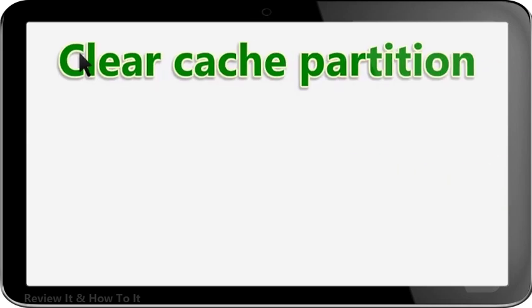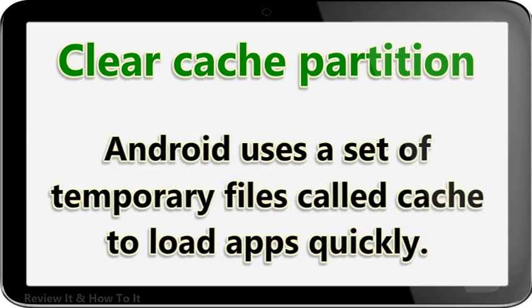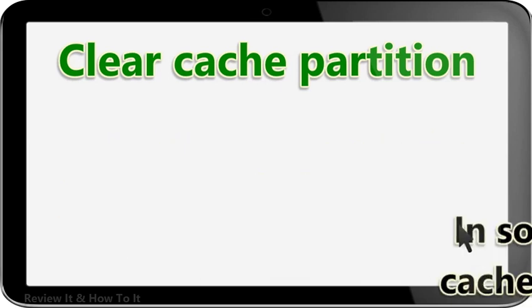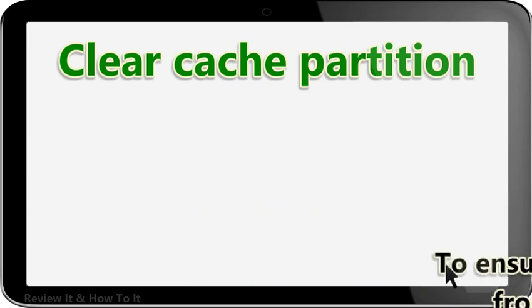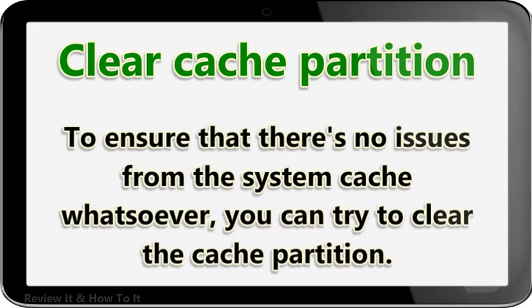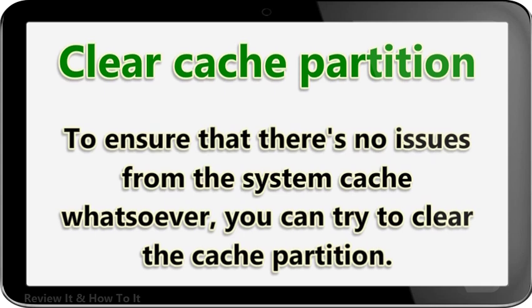Clear cache partition. Android uses a set of temporary files called cache to load apps quickly. In some situations, this cache may get outdated, corrupted, or buggy. To ensure that there are no issues from the system cache whatsoever, you can try to clear the cache partition.